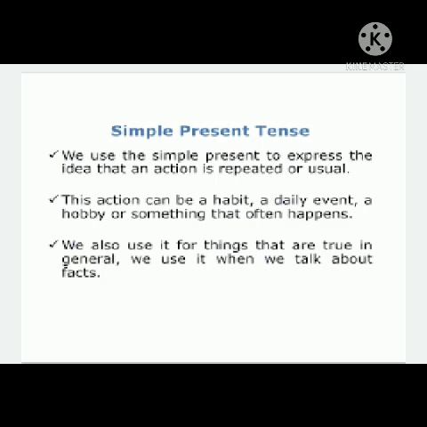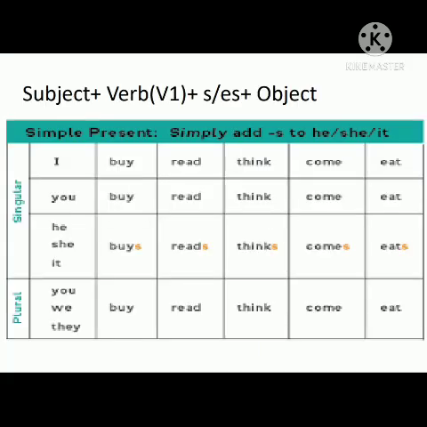So let us know the formula. Formula means we can use this to form a sentence in the simple present tense. What is the formula? Subject plus verb V1. V1 means the first form of the verb. And add s or es, plus object. What is this? Subject plus verb V1, add s or es, plus object.